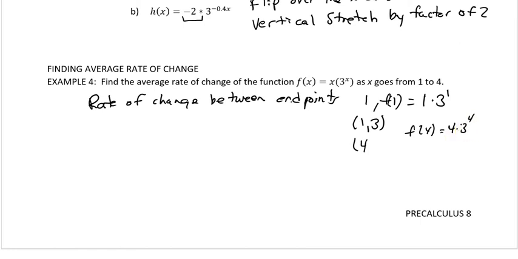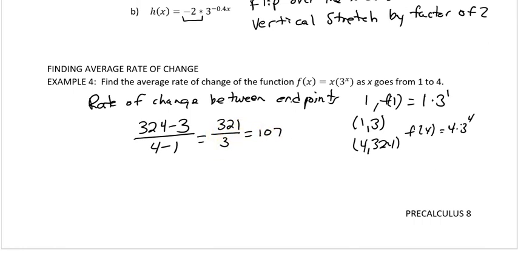So the rate of change between the endpoints, and to find a rate of change, we just use the slope formula. So we're just going to take the slope between those 2 points, and that is our average rate of change. So that would be 324 minus 3 over 4 minus 1, which is 321 divided by 3, which equals 107. So the average rate of change is 107 in this particular case.